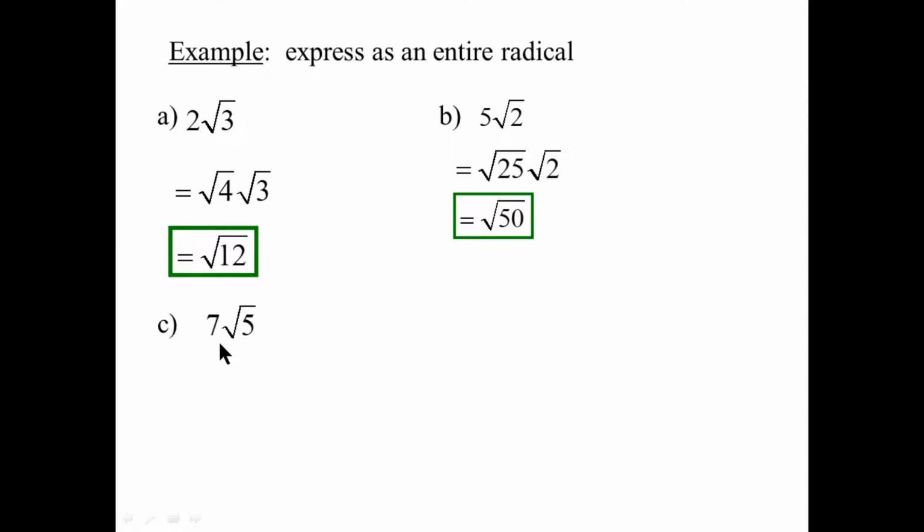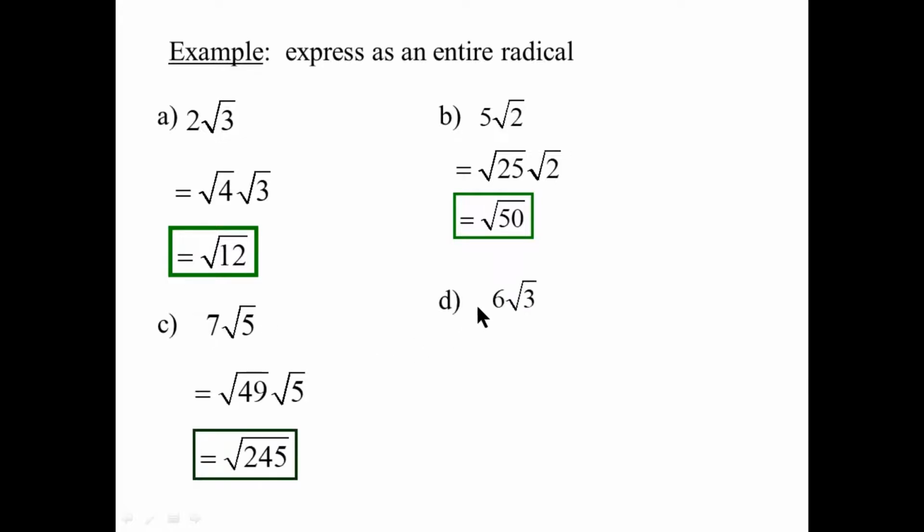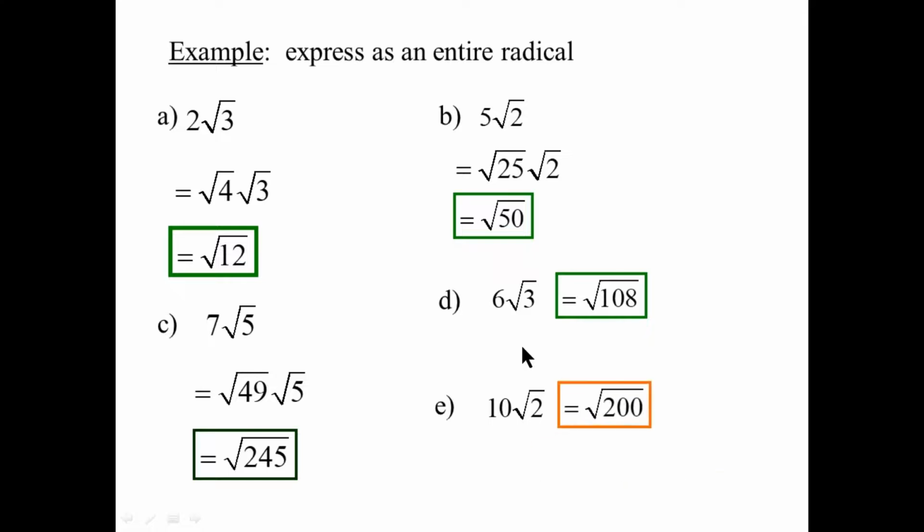So this will be 49 times 5 underneath that root sign. This will be 36 times 3 underneath that root sign. And this will be the 10 will pay the cover charge and go inside the root sign, square itself, become 100 times 2. And so it's this simple, square root 200.